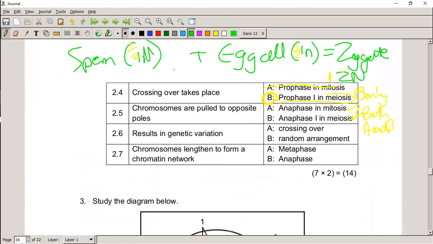That will happen in metaphase, anaphase? That actually happens during telophase. So for 2.7, that is neither. So it's none. It's not one of those two. Chromosomes will lengthen to form chromatin network. Happens in telophase, not metaphase or anaphase.